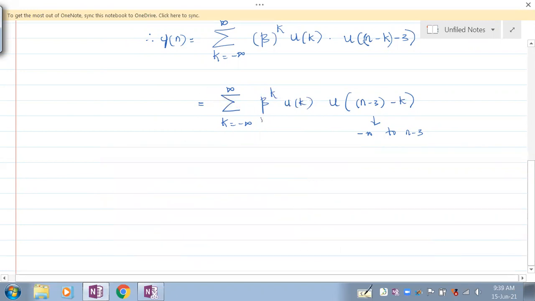So this is decaying exponential ranging from 0 to infinity. Who tells us that is 0 to infinity? U of k tells us it is 0 to infinity. Okay. And this is u of minus k, or u of minus k shifted to n minus 3 to the right. Okay. So it ranges from minus infinity to n minus 3.